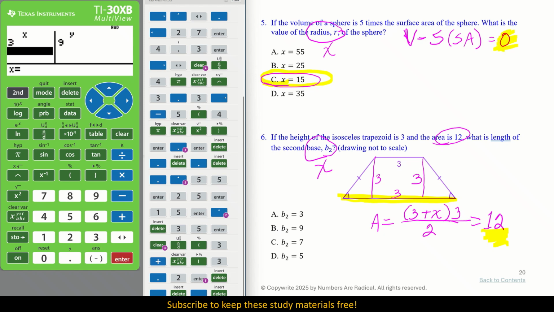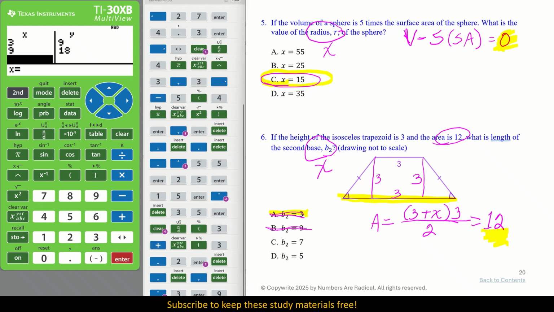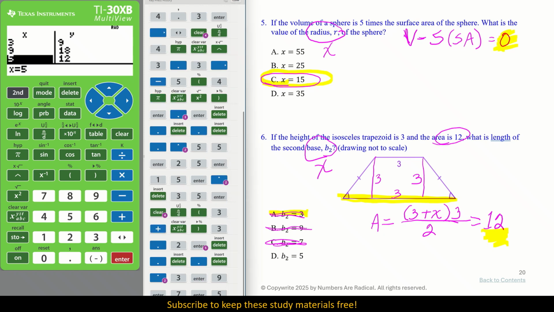Let's try 3. No, that's not gonna work because we're looking for 12. Right, let me mark it out. Okay, let's try 9. No, that's too large. Okay, let's try 7. Oh, still too large. Okay, I'm thinking 5 might do it, but if it doesn't, we'll figure out why not. All right, so 5, enter. And luckily, yes, it is D, the last one. And that got it for us. It's verified.